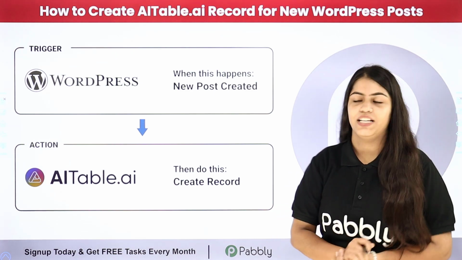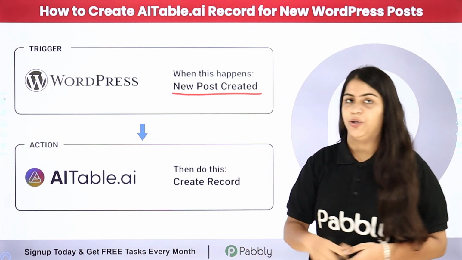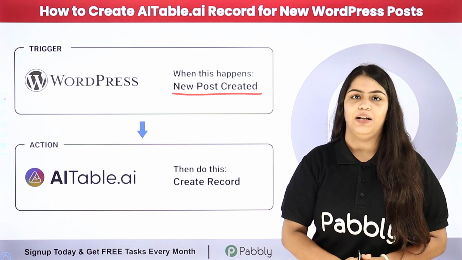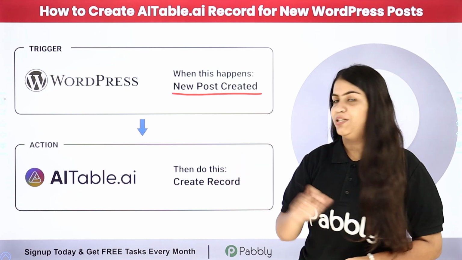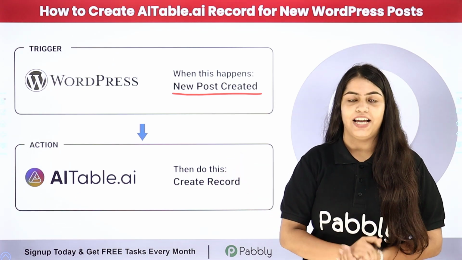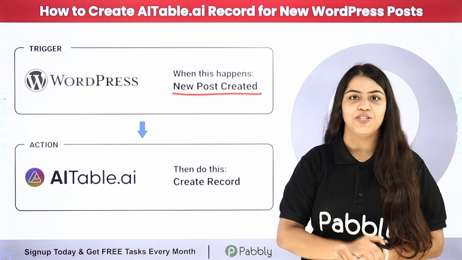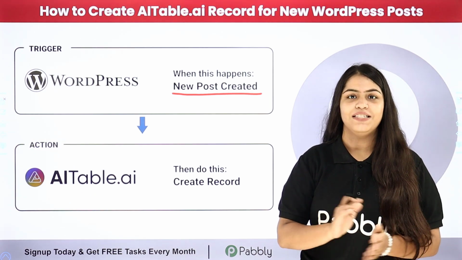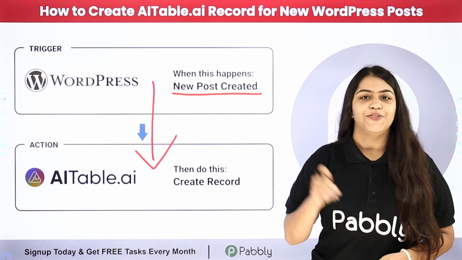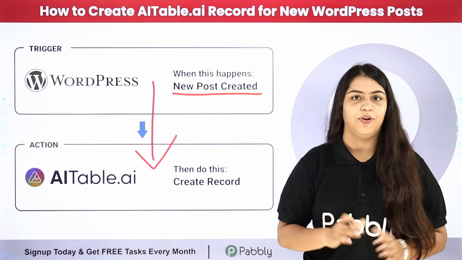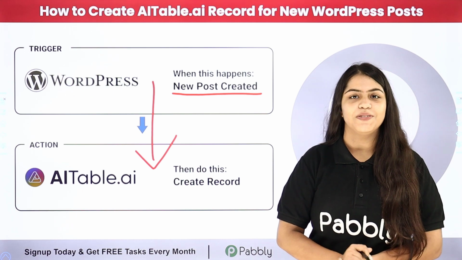So now what I want is that as soon as we make a new post in our WordPress account, automatically with the help of these same post details, a new record should be created in my AITable.ai too, so that I can create all the records of my posts in a single table. So to do this, we are going to create a connection between WordPress and AITable.ai. To create this connection without knowing any programming or coding language, we are going to use Pabbly Connect.